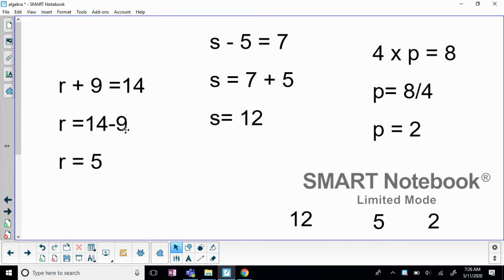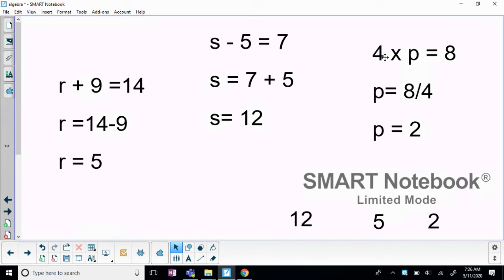So I'll show you another example, but this time with subtraction. So I have s minus 5 equals 7. Well, to get the equation balanced, I'm going to reverse the operation. S equals 7 plus 5. S equals 12. And this works for all our operations. It's not just addition and subtraction. It also works for multiplication and division.